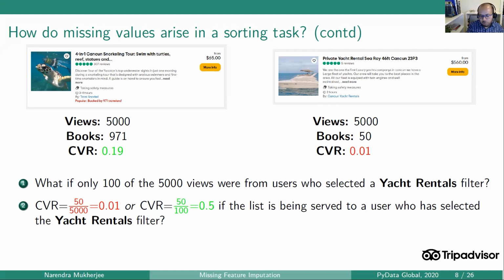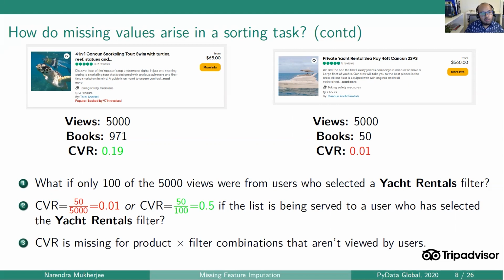But that's where the problem arises, because we don't have conversion rate or click-through rate for each product for every filter that we have on the website, because not all products are viewed with all the different types of filters that can be there on the website. So you can have a lot of missing values if you are featuring in user intent into the model as well. So there's a lot of different scenarios in which missing values arise.